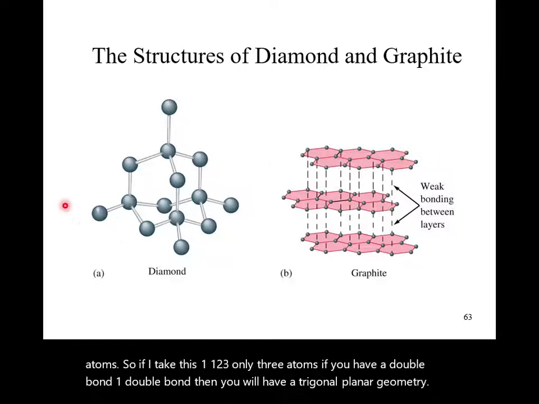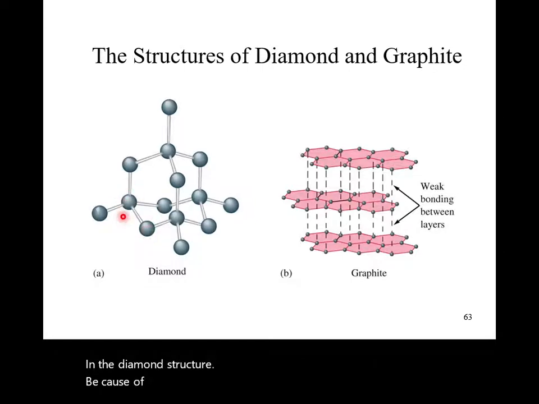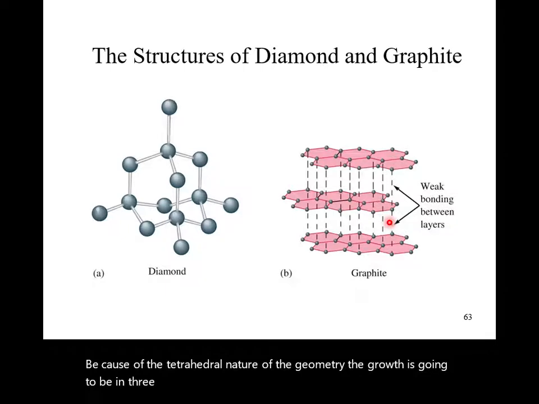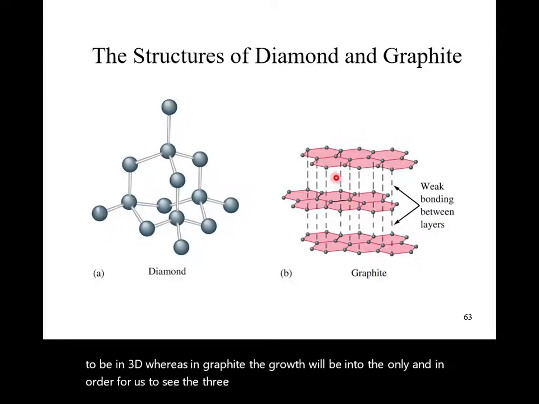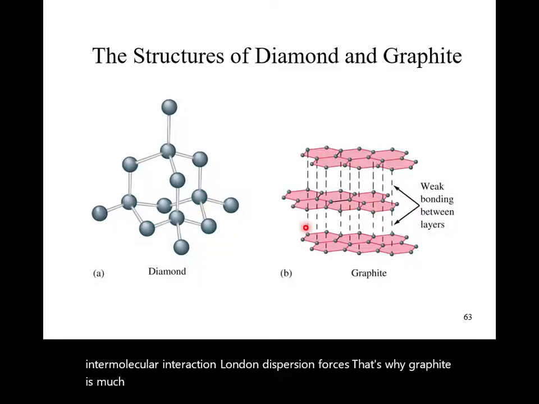In the diamond structure, because of the tetrahedral nature of the geometry, the growth is going to be in 3D. Whereas in graphite, the growth will be in 2D only. And for us to see the 3D structure, the layers are held by intermolecular interactions, London dispersion forces. That's why graphite is much weaker than diamond.